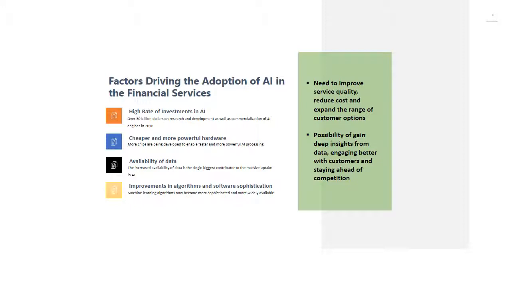Factors driving the adoption of AI in financial institutions. There are so many factors driving it, but I'll just highlight these important ones. The number one is the high rate of investment in AI. There was over $30 billion in research and development, as well as commercialization of AI engines in 2016. We now have cheaper and more powerful hardware. We have availability of data. Financial institutions, for example, have been storing data for a very long time, even before the advent of Facebook and Twitter. Improvement in algorithm and software sophistication. It is now easier to write certain algorithms, and because of search engines like Google, you can have languages and also scripts already written that you can buy and use.